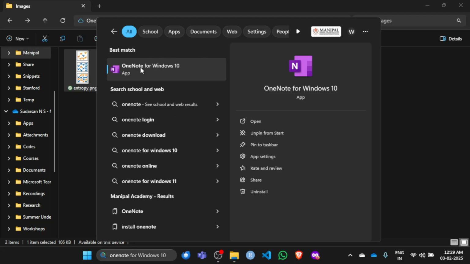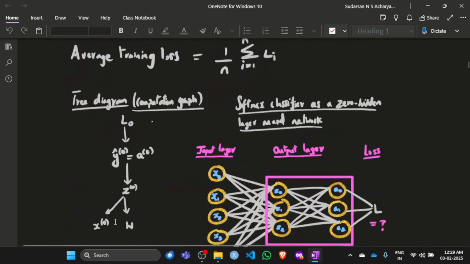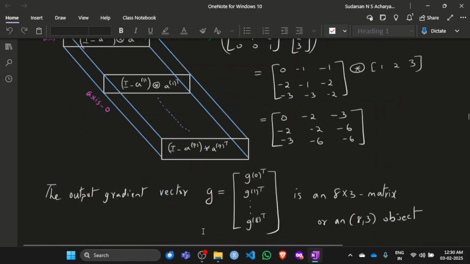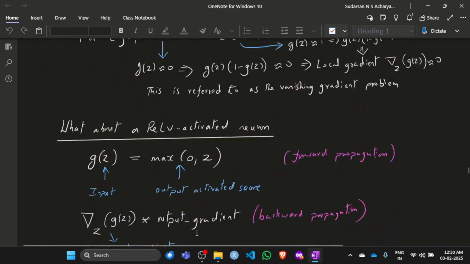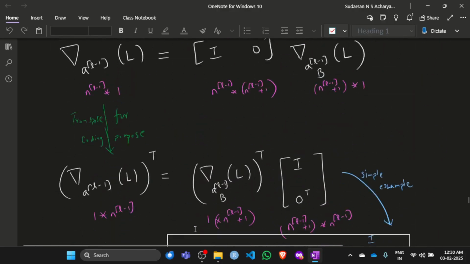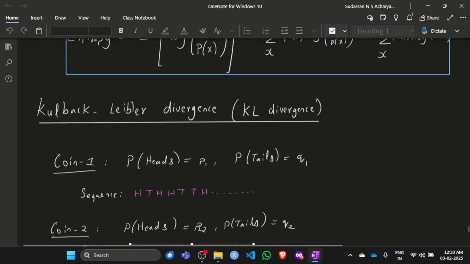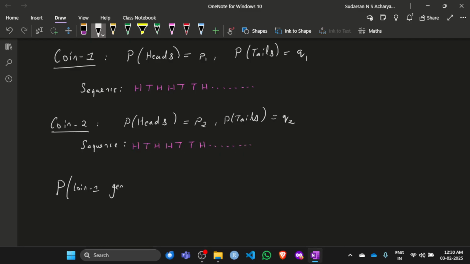So the idea here is, if the distributions are similar, meaning if coin 2 has similar probabilities just like coin 1 of generating heads and tails, then the sequence that the coins will generate will also be identical. That means if I were to toss the second coin, I should get the same number of heads and tails, right? That's the idea. So what we're going to do is we're going to say, what's the probability of coin 1 generating the sequence? So what is that probability? We know how to calculate it.